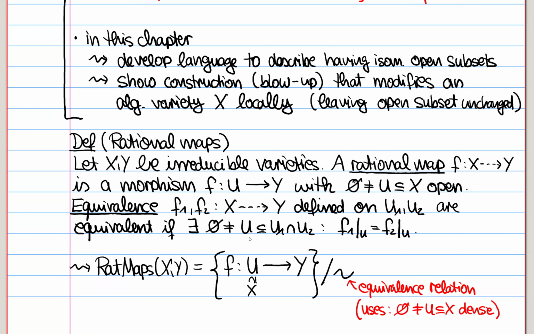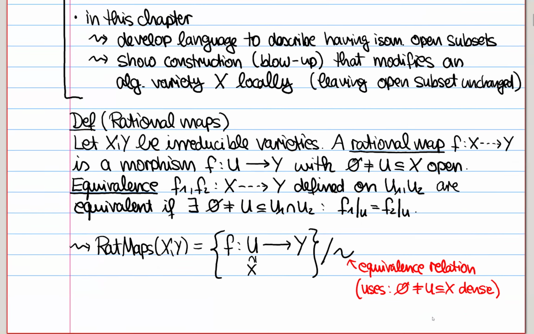We're going to have an example in a second, but then we define the rational maps from X to Y as just all of these partially defined maps, so all such morphisms defined on an open subset U of X to Y, modulo this equivalence relation. And if you want to check for yourself that this is indeed an equivalence relation, then for the transitivity part, you will use that in this irreducible variety X, these open subsets U are always dense.